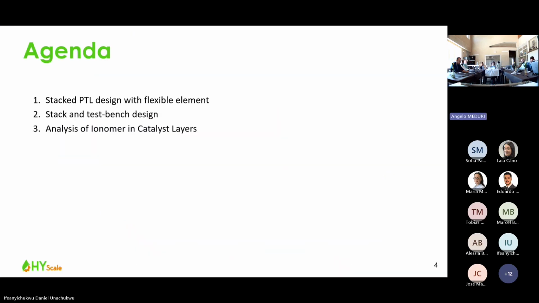The agenda of the selected results is shown here. First, I will discuss a stack PTL design with a flexible element, then the stack and test bench design, and a third point, the analysis of catalyst layers, which is also a point where we can collaborate. So if you have samples that are interesting and there could be a publication coming out of that, I would be happy to discuss it.